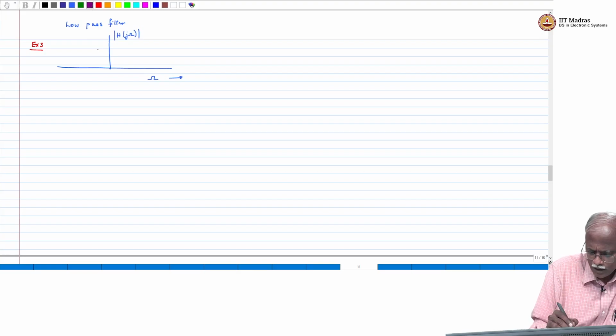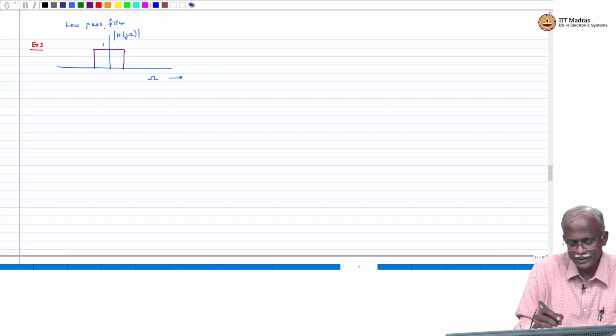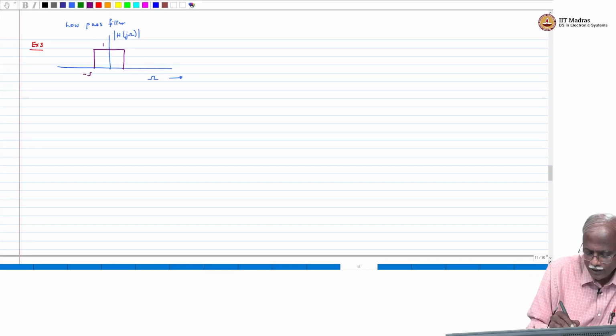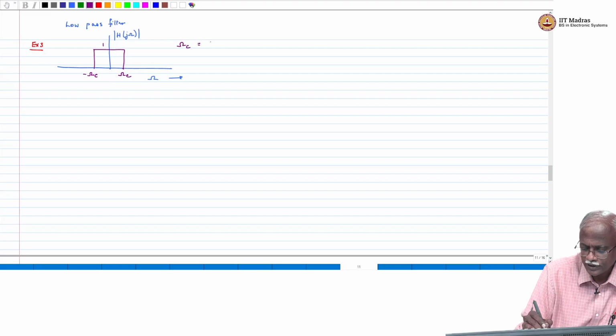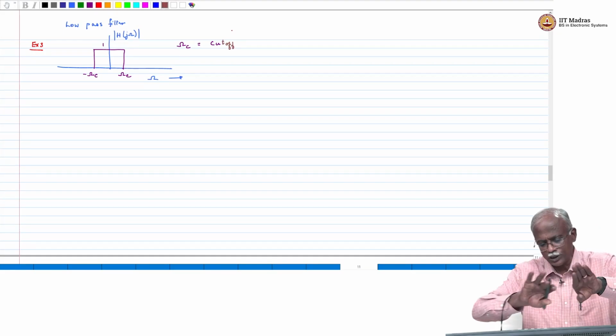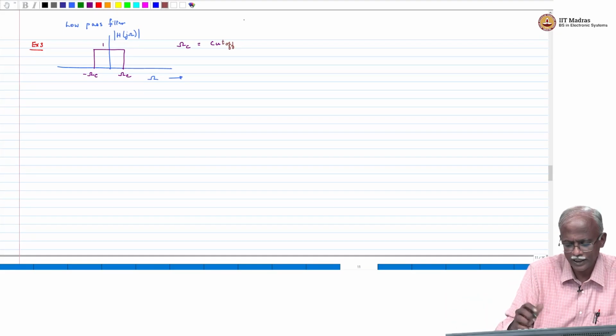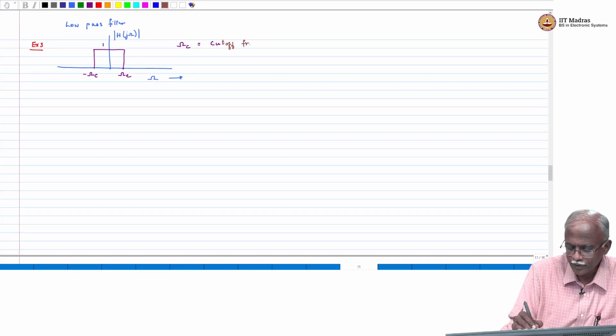the magnitude response of an ideal low pass filter looks like this. It has a gain of 1, it passes those frequencies all the way from minus omega c to omega c. Omega c is called the cutoff frequency. This is a very important type of filter, because this is the one that helps us remove unwanted high frequency noise, interference and other things. So, this is called the cutoff frequency.